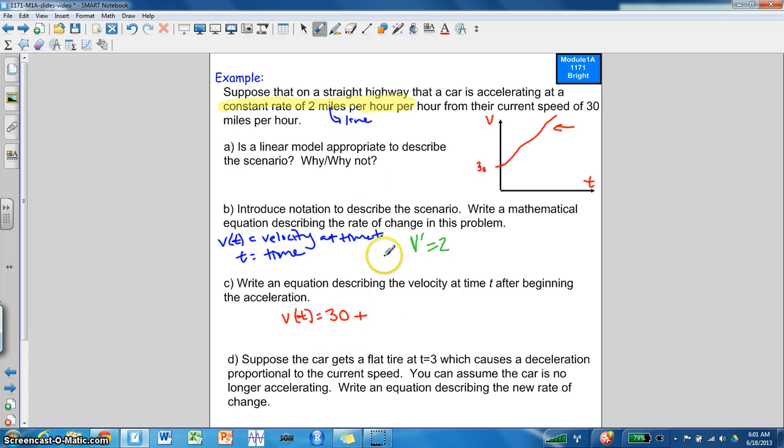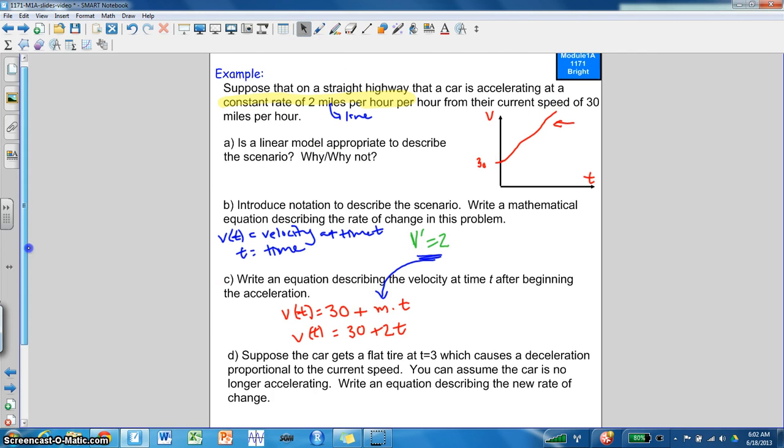And now if I go back, I need to know what my value of m is, and then I'll just have m times my independent quantity t. Well, m here is the constant of proportionality, remember, or the rate of change. We identified the rate of change as 2, so that becomes our value of m. So really, the model that we should use here is v of t is equal to 30 plus 2t. Okay, and that will be, again, the equation of this line.